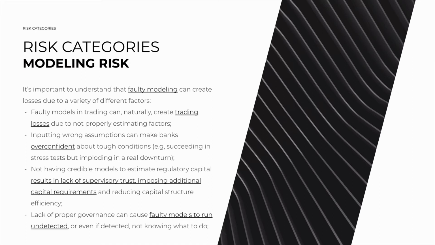This has happened. Another possibility is not having credible models to estimate the regulatory capital requirements, and this results in supervisors imposing additional capital requirements, which reduces the capital structure efficiency. What I mean by this is the following. The standardized approach, for example, which does not use models, may result in 100 billion of capital, and the advanced model may be more efficient and result in 70 billion of capital.